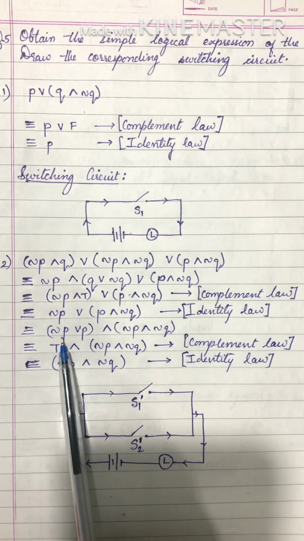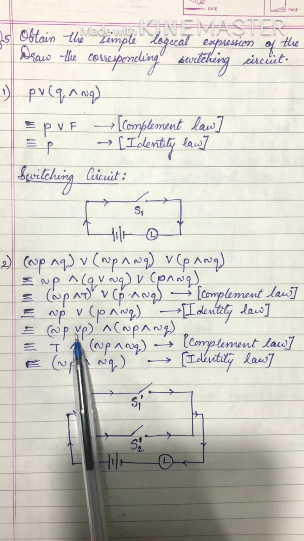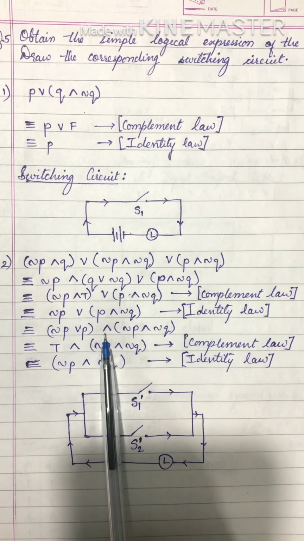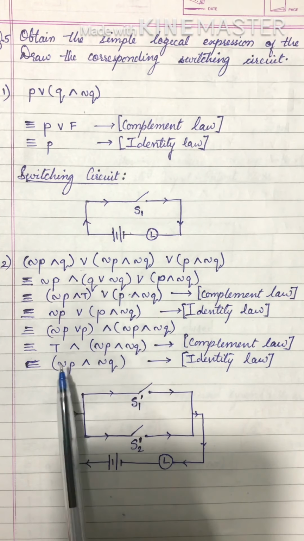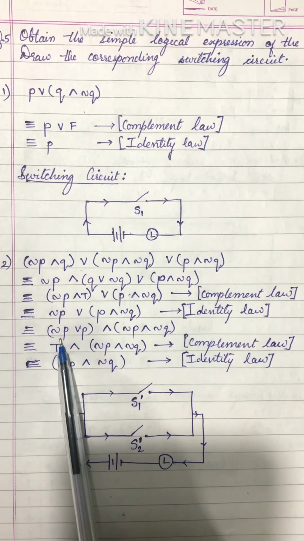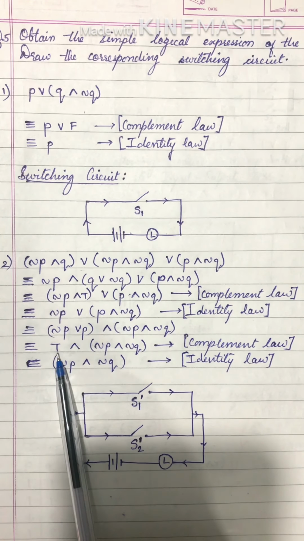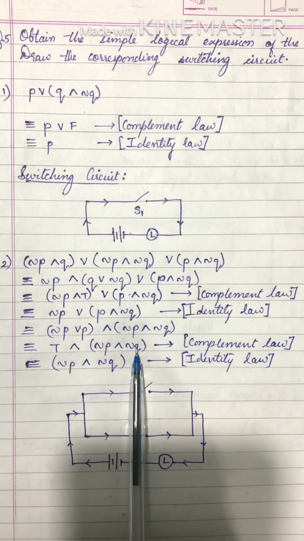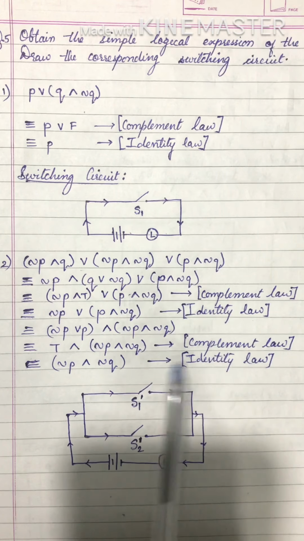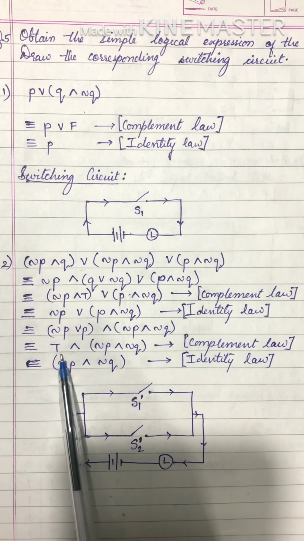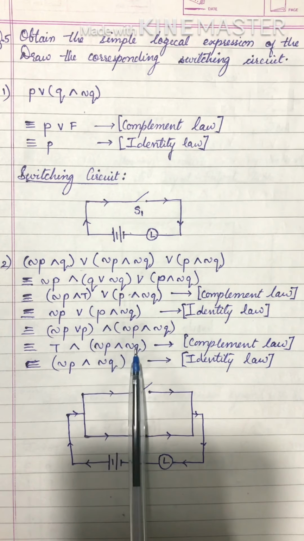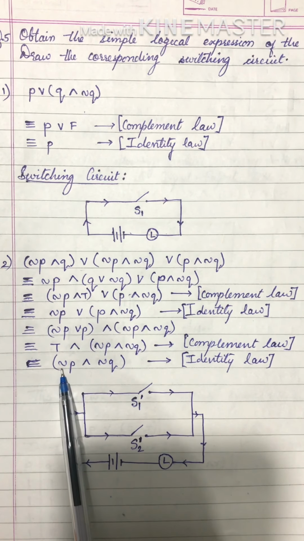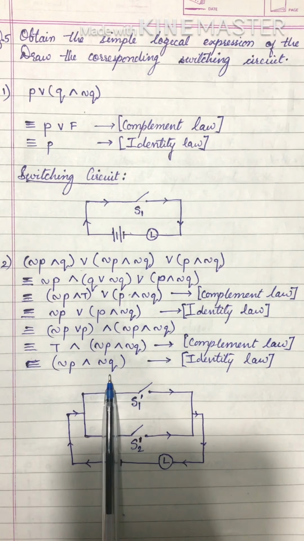Next, negation P or P and negation P and negation Q. We have used distributive law here. Next, negation P or P will give you T, and negation P and negation Q, complement law, which we have used here. And then T and negation P and negation Q will give us the same thing. So we got negation P and negation Q in the last.